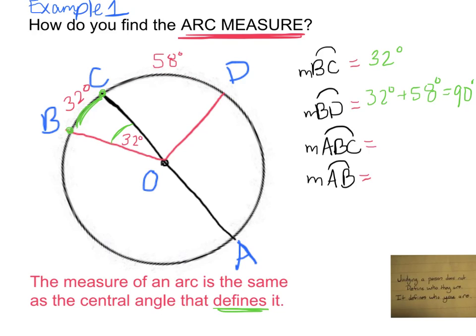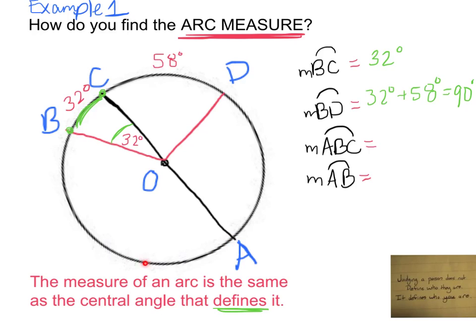The next arc they asked us to find is the measure of major arc ABC. I'm going to start from A through B to C. That's this entire arc right here. I want you to notice something. I know this part is 32 degrees, but I don't know how much this is. But if you're really observant, you should notice that the central angle that creates arc ABC is this line right here. And the degree measure of a line is 180 degrees.